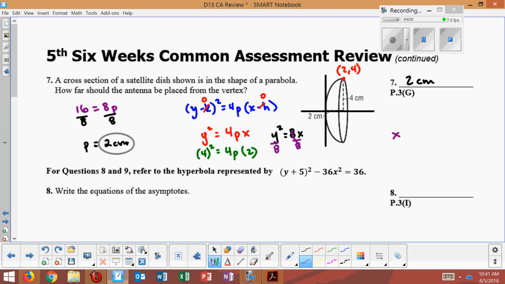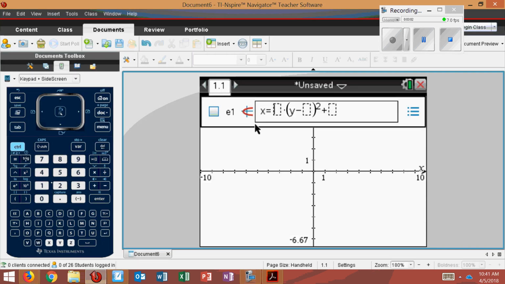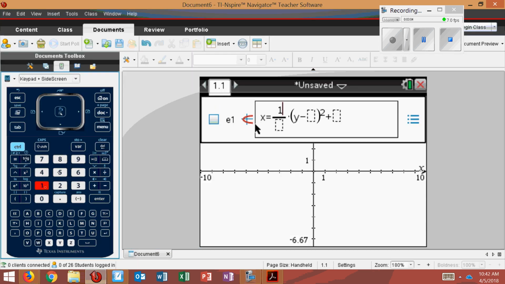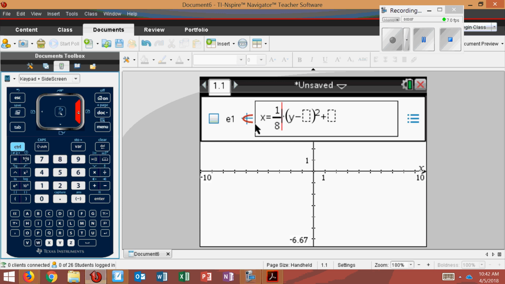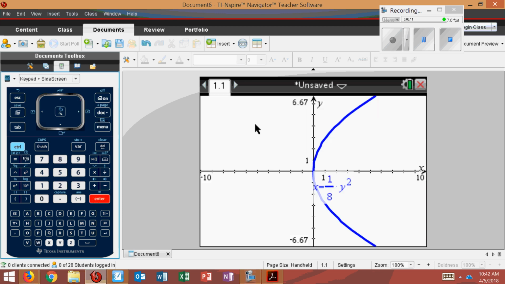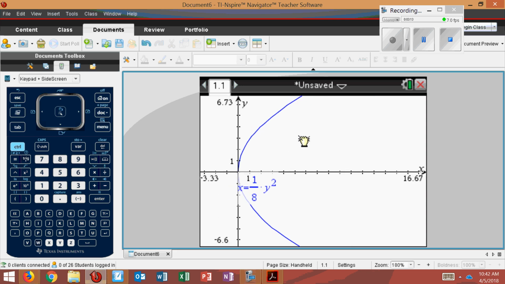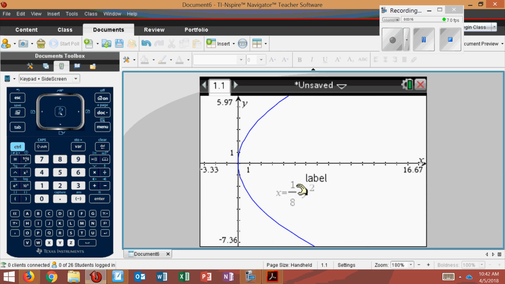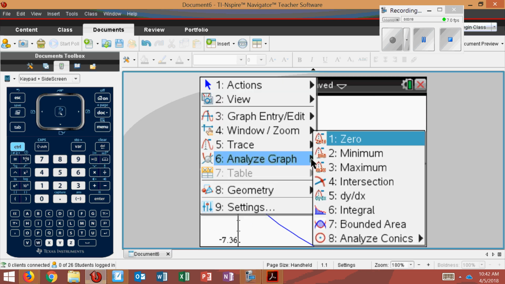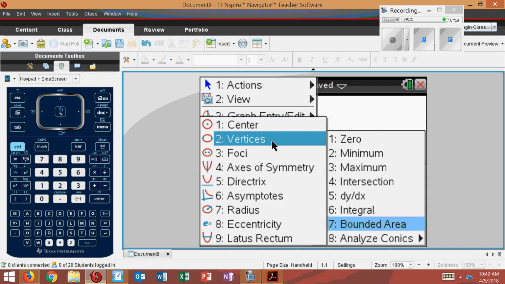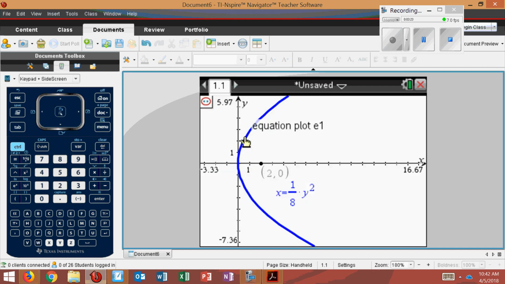To get it there, what I would do is I would divide this by 8. And so we would have that x equals y squared over 8, or we could write that as 1 over 8 y squared like that. That's my equation. So when I come over here, it would be 1 over 8. There was nothing in there with y, and there was nothing out on the outside. And I hit enter. There's my parabola. And now we want to check for the focus. So I go to Menu, Analyze Graph, Analyze Conic. I hit Focus, and we're going to hope that this is 2 units off, and it is. So we did do it correctly.